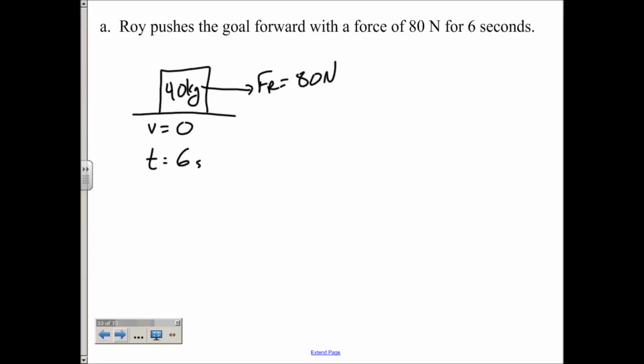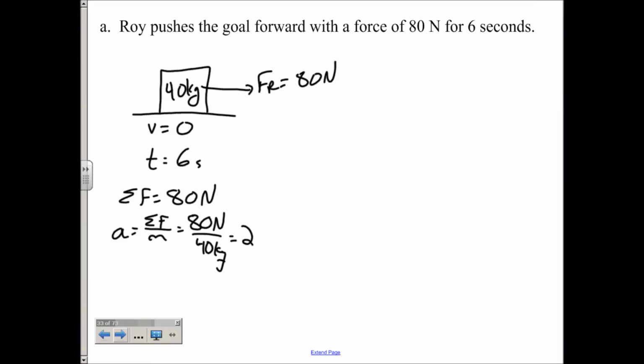Well, let's see. Our net force is 80 newtons. So let's find our acceleration. The acceleration is net force over mass, 80 newtons over 40 kilograms, and you get 2 meters per second squared, right? So what does that mean? That means every second, the velocity increases by 2 meters per second.